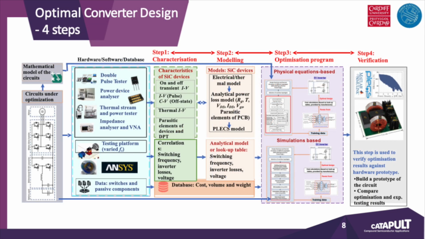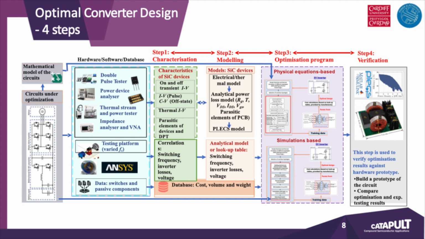So here is the solution we are developing, from the left side to the right side. We divide the solution into 4 steps. We start from the characterization, then do the modeling, and then do the optimization, and finally we do the verification to check, for example, whether our optimization results match with our prototyping.